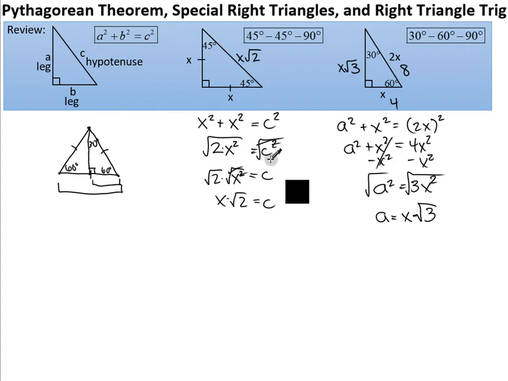And so this kind of shortcut is a very fast way to find some missing lengths in special right triangles. If you have a 45, 45, 90 or 30, 60, 90, you don't necessarily have to do the full Pythagorean theorem. In fact, if you only know one length in these two triangles, you can find the other two using these properties.